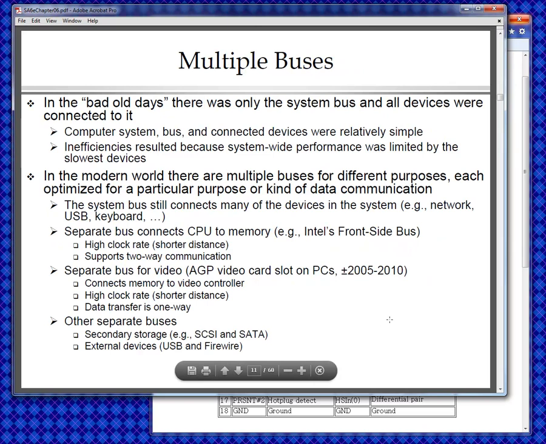Okay. All right, we're coming up on an hour. I'm going to try to wrap this up by an hour here. Let's talk about multiple buses.